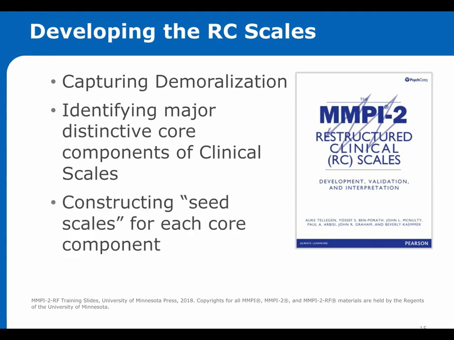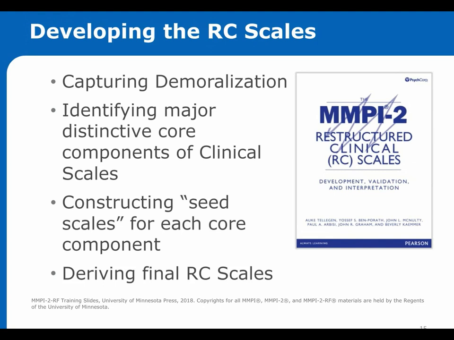In step 3, seed scales were constructed. These seed scales were intended to assess the core components identified in the previous step. They were made up of subsets of original clinical scale items that had been identified via factor analysis and correlational procedures as being distinctive measures of these core components. A series of analyses were completed to ensure that the seed scales were maximally distinctive from one another.